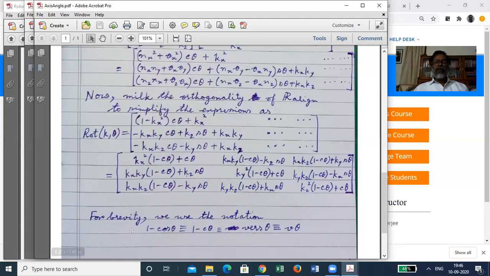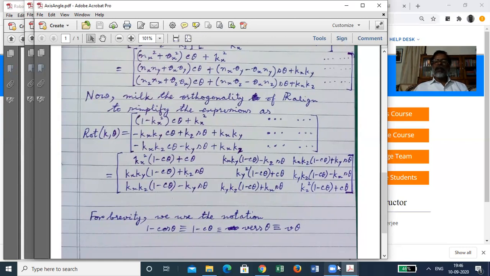For brevity, the way we have written c theta and s theta for cos theta and sin theta, we also use another notation: 1 minus cos theta is called verse theta. We don't know how the original grandmasters started calling that verse theta. And in further brevity, it is written as v theta.